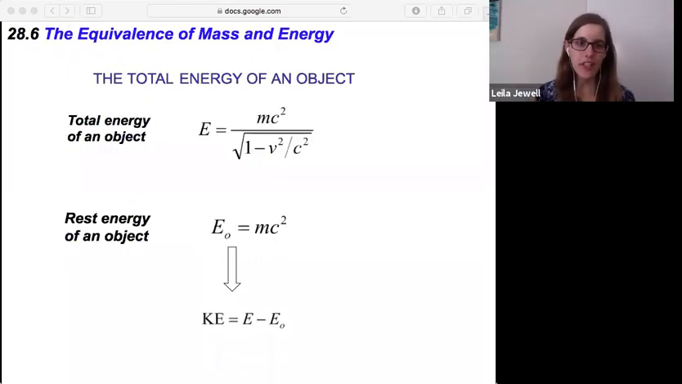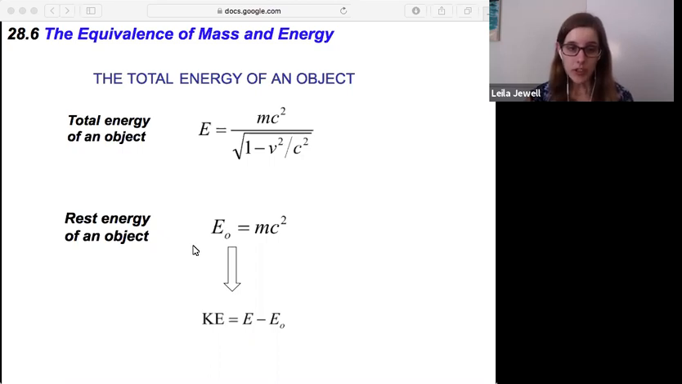Section 28.6, the equivalence of mass and energy. So, the total energy of an object we can describe with mc squared. We're now getting into Einstein's famous equation. We'll get to that more in just a moment, but we'll need to divide it by this square root term of 1 minus speed squared divided by c squared. Where as this is going faster and faster, the object's going to have more and more energy.